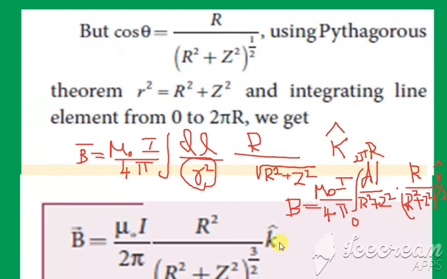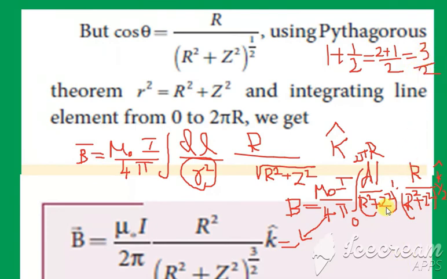Now this mu naught by 4 pi as it is, we are writing. Now see, when you look at the powers here, this is to the power of 1, because r square plus z square whole power 1. This one is to the power of 1 by 2. So when you add this, it becomes 1 plus 1 by 2. When you take the LCM here, 2 plus 1 divided by 2, that is equal to what? 3 by 2. So this is the value which you get when you combine both.